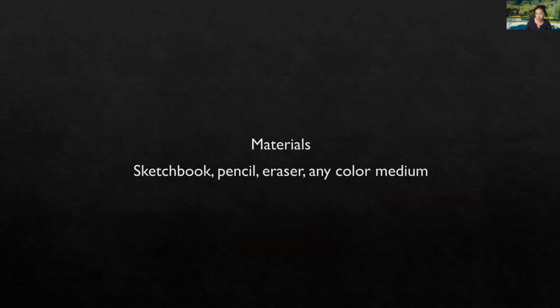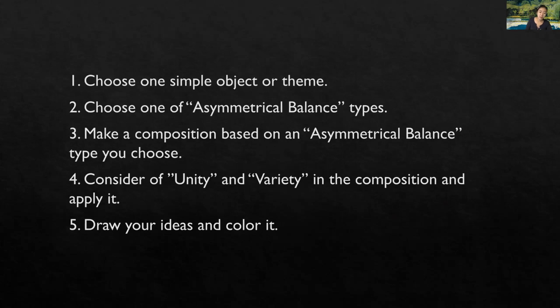So for this sketchbook project, you will need a sketchbook, pencil, eraser, and any color medium you have. So here are the steps in detail. Number 1, choose one simple object or theme. Number 2, choose one of the asymmetrical balance types we just saw together.